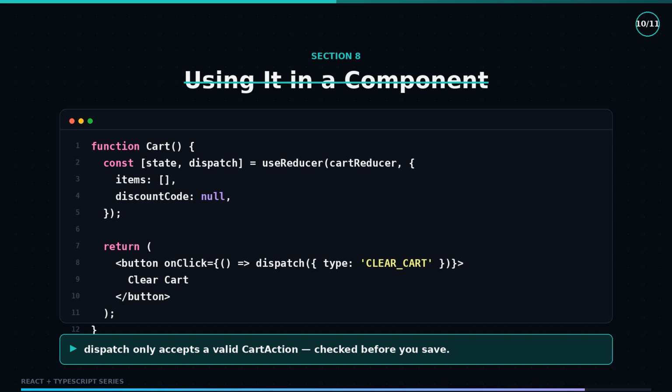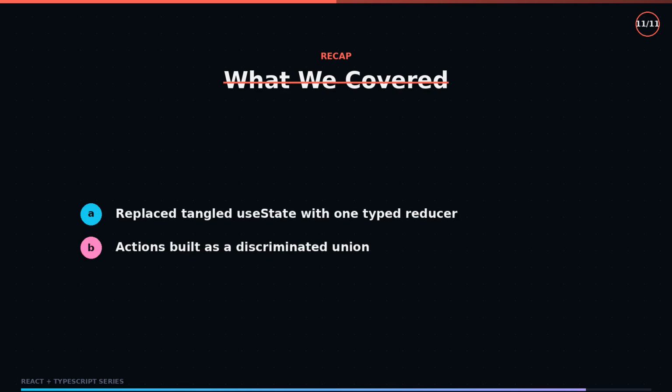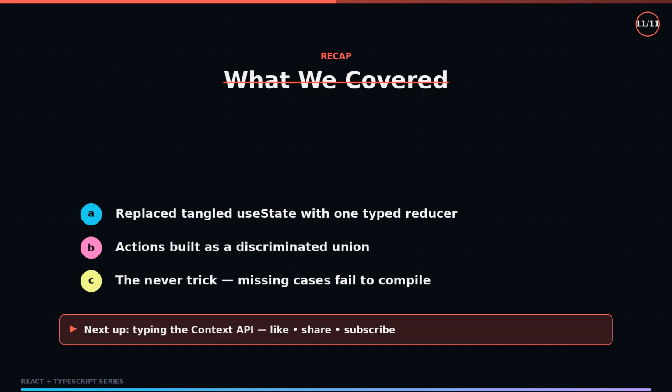8. Using it in a component. function Cart, const [state, dispatch] = useReducer(cartReducer, {items: [], discountCode: null}), and return a button onClick to dispatch type clear cart. Clear cart button. Because cartReducer is fully typed, useReducer infers both state and dispatch automatically. Dispatch will only accept a valid cart action. Try dispatching something malformed here, and TypeScript stops you before you even save the file.